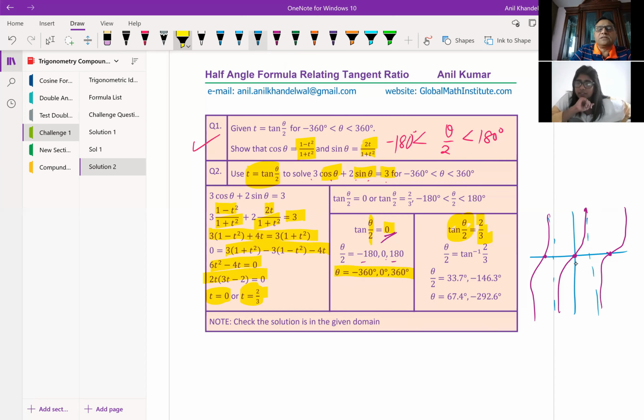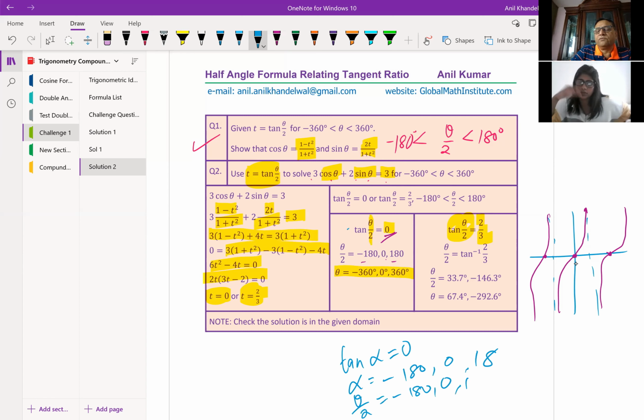So normally what I do is I introduce one step and say tan alpha equals 0, right? So alpha is equal to minus 180, 0 and 180 degrees. And alpha was substituted for theta by 2. Then we write theta by 2 equals minus 180, 0 and 180. Then you do this step, times 2, like that. So whatever that angle is, it could be any angle, correct? Right. The angle as such.